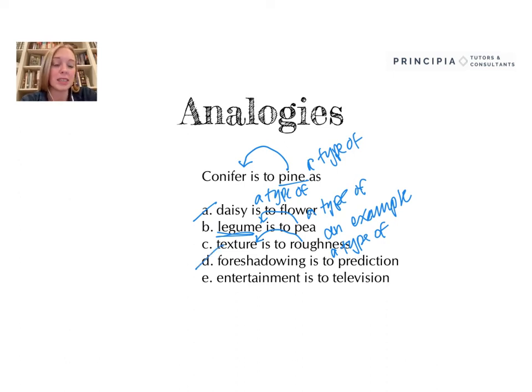And then E, entertainment is to television. I would say the purpose of a television is for entertainment, but again, not quite right. So if I'm between B and C, B is the better answer here. It has to do with that classification.